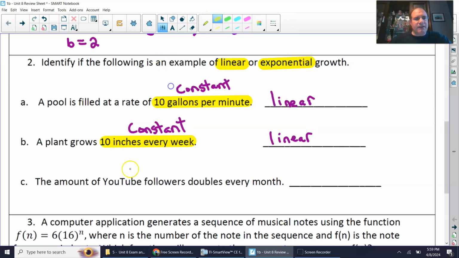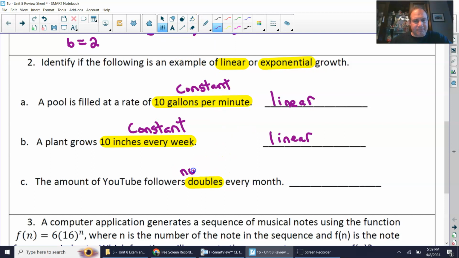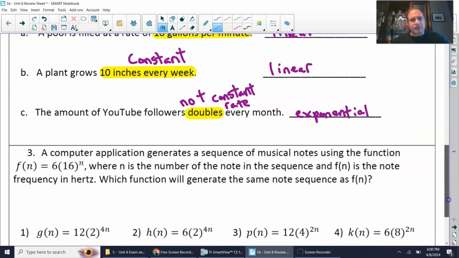So taking the highlighter out, the amount of YouTube followers doubles every month. Doubles is not constant. Not a constant rate. So that is exponential. It doubles at different amounts every single time. Say like if you double 5, it's 10. Then if you double 10, that's 20. So it's not the same rate. That's how you know it's exponential.